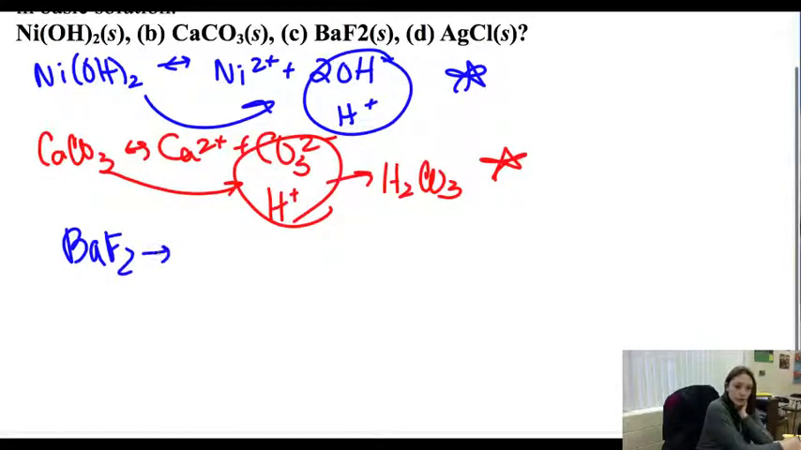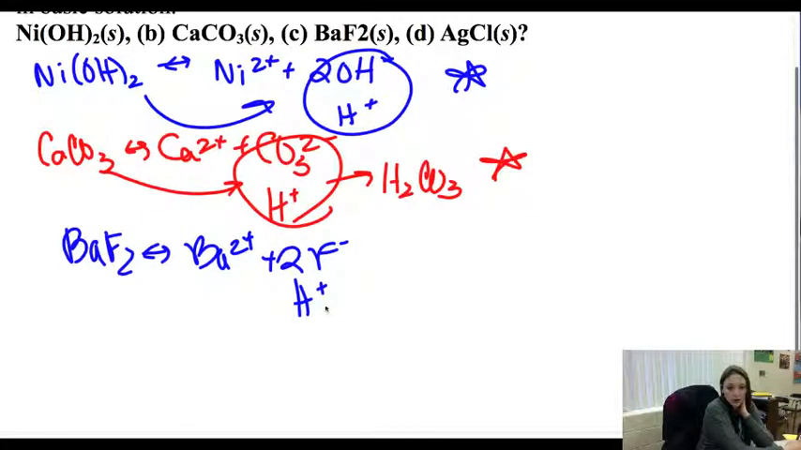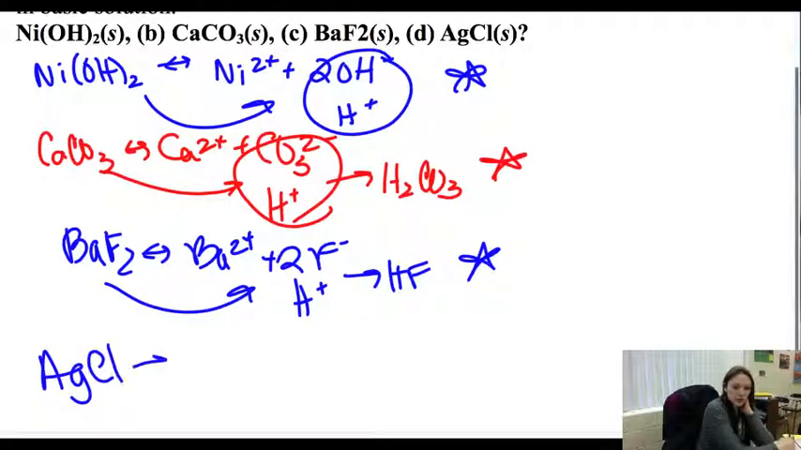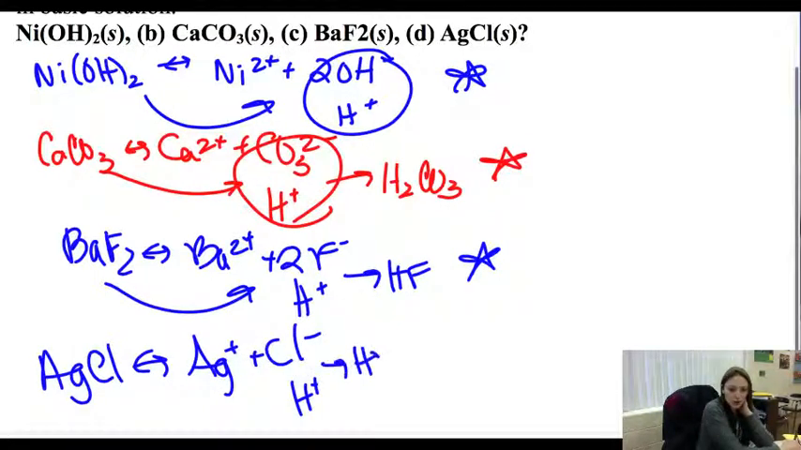If you have BaF2, it's going to fall apart into Ba2+ and 2F-. Well, the H+ is going to go with the F-. It's going to make HF, which is a weak acid. So I'm going to continually shift this way as this gets used up. It becomes more and more soluble as it becomes more acidic. So that one's going to be there. But the last one, AgCl, falling apart into Ag+ and Cl-. The H+ is going to want to attach to Cl- to make HCl. But HCl is a strong acid, so you're not going to make a strong acid. So this one is not. But the first three will.